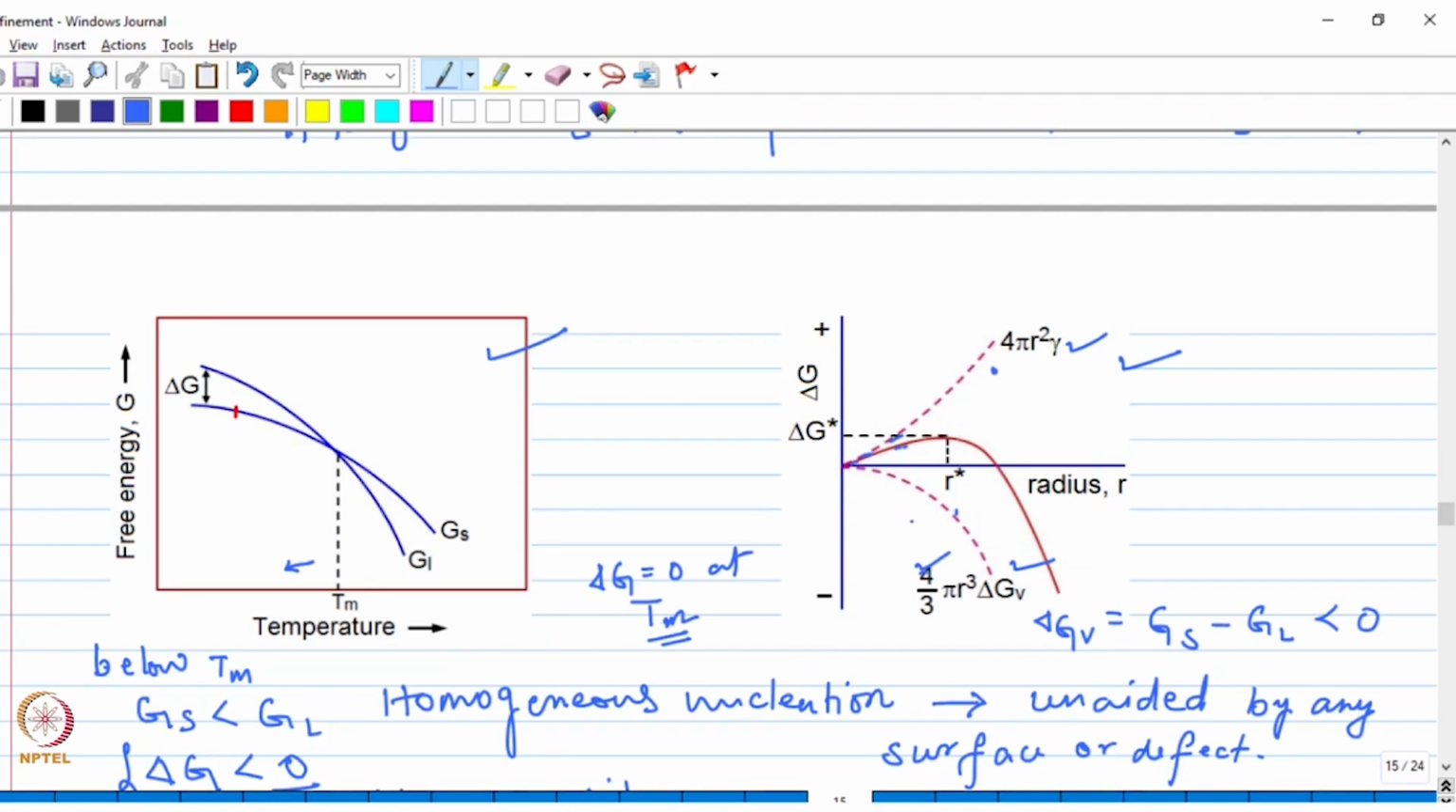So what it essentially means is that below this critical size, the free energy is increasing, as you could see, because it is following this positive surface energy curve. So any size below this critical size will not be stable because the free energy is increasing. That is what we call the embryo.